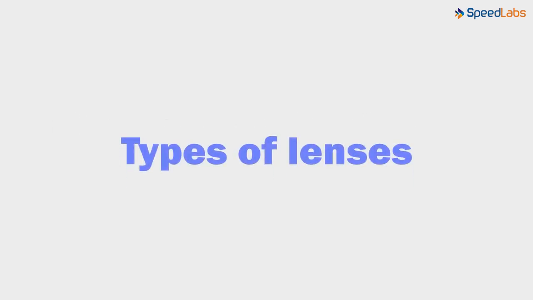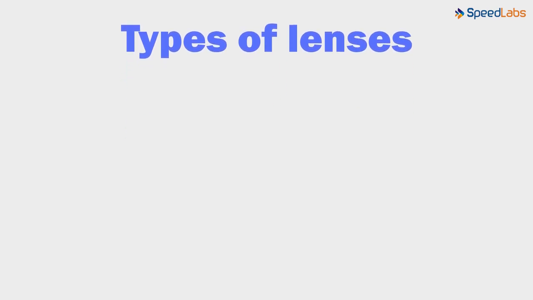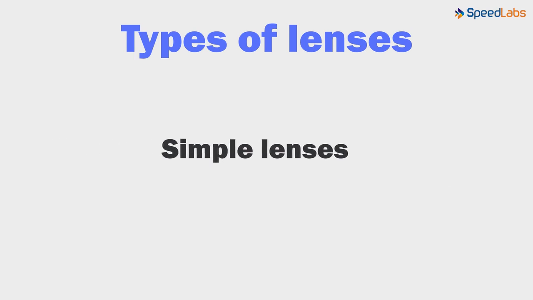Here we will look at the types of lenses. Yes, lenses also come in different types. They are basically divided into two types: simple lenses and compound lenses. A compound lens is a combination of two or more simple lenses. However, we will look only at simple lenses.